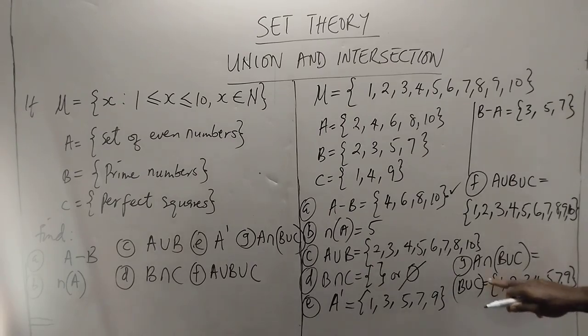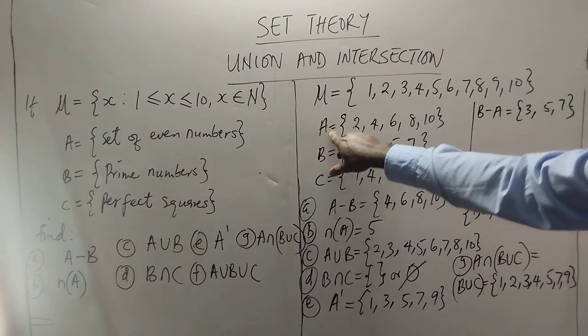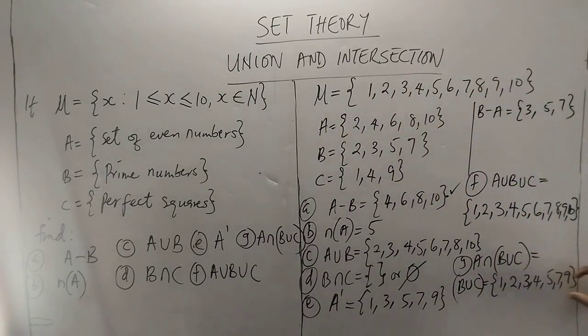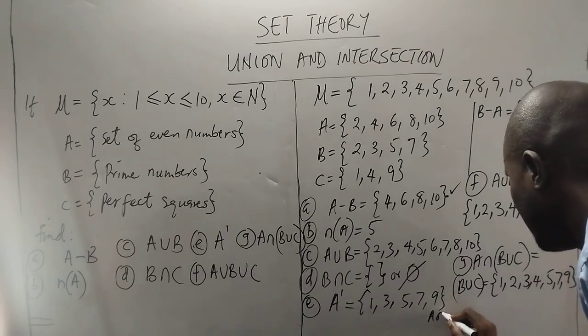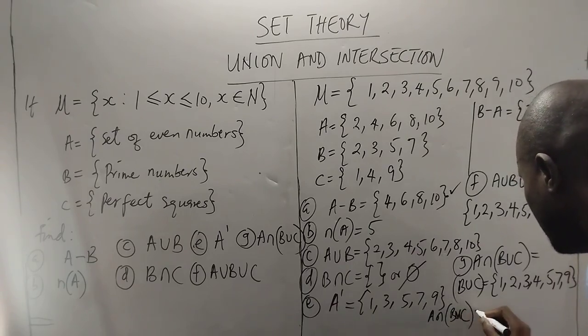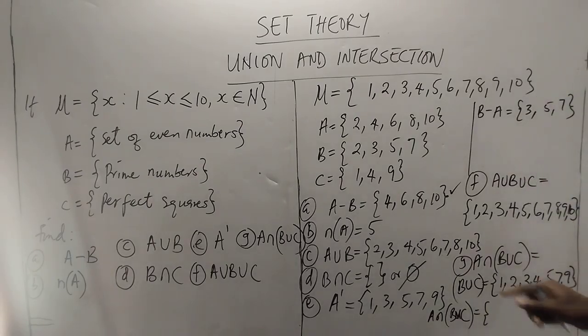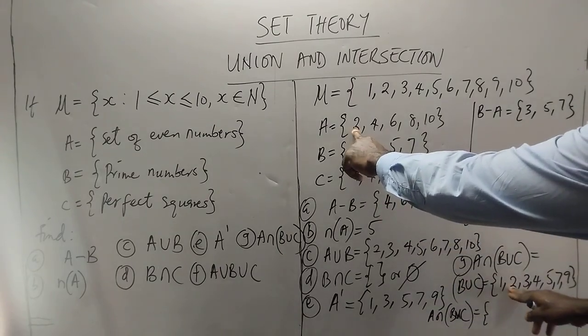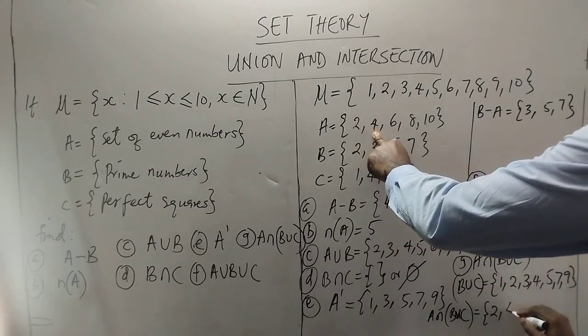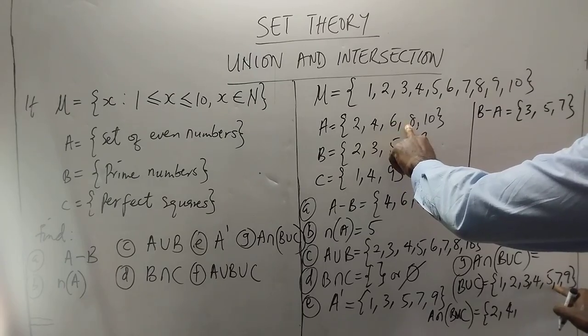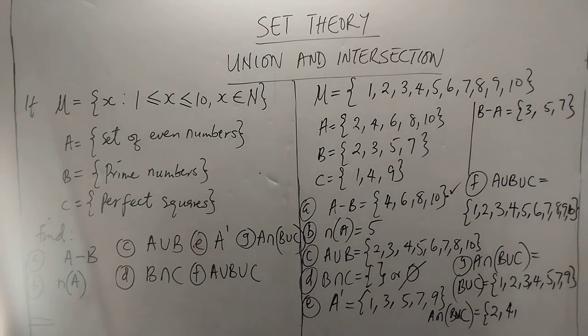Then you now intersect this bracket with A. That is, set A, intersect this set A with this one. And that will give you, so A intersect B union C is equal to, we have 2, 2 is common there, write 2. 4 is common, write 4. And I think that's all. So it's only 2 and 4. No other one is possible.